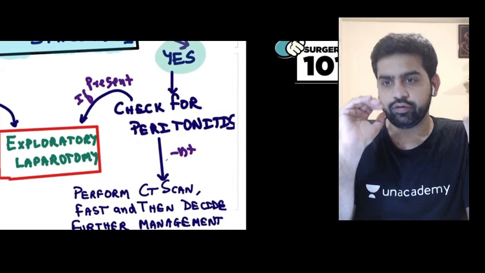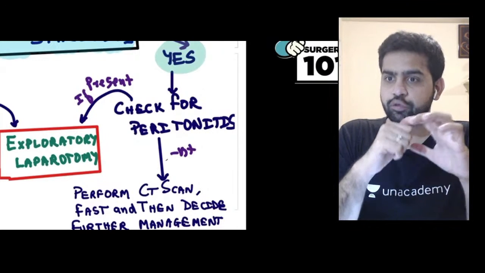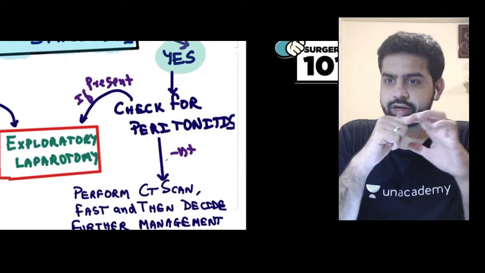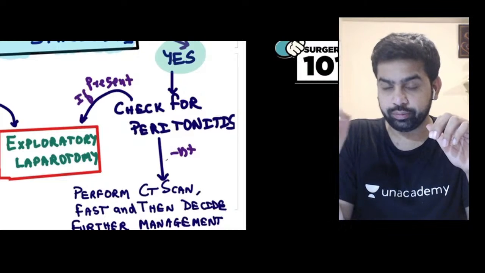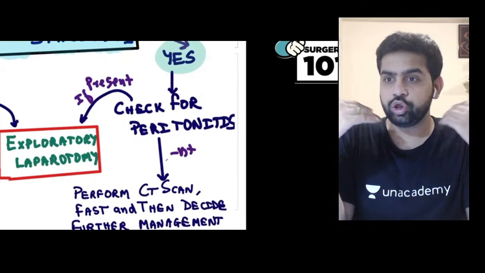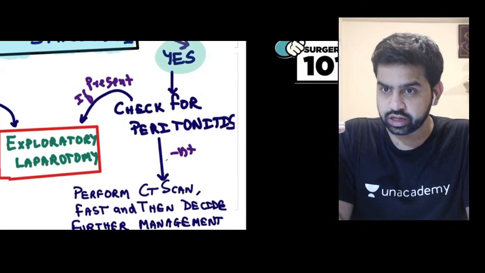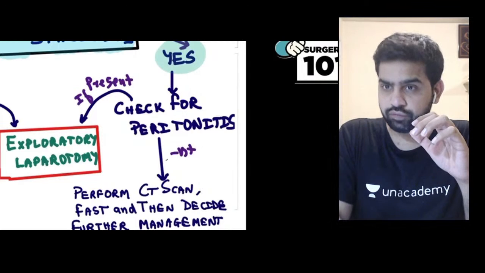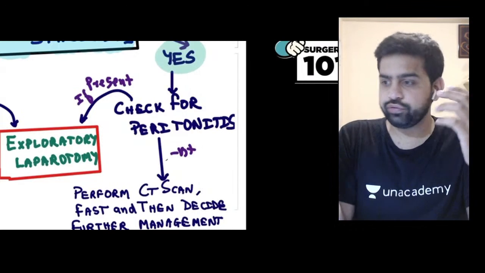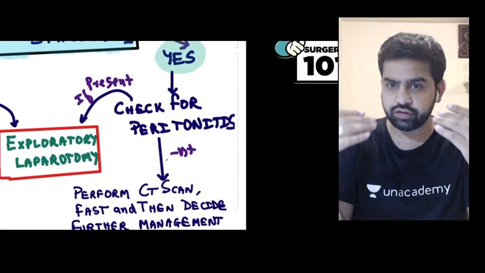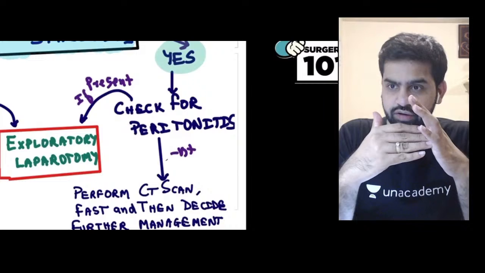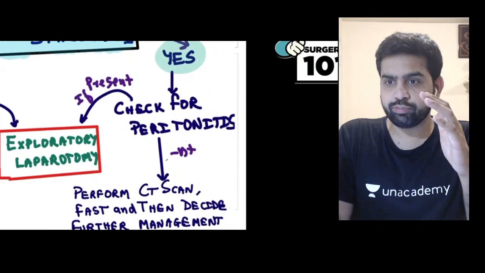Are you able to understand this point? So if the signs of peritonitis are present, do you need any investigation? No, not at all. Straight away go in for an exploratory laparotomy. But if the patient does not have signs of peritonitis, then you perform the CECT and the FAST, and based on the findings from the CECT and the FAST, you decide whether to manage this patient conservatively or go in for an exploratory laparotomy.